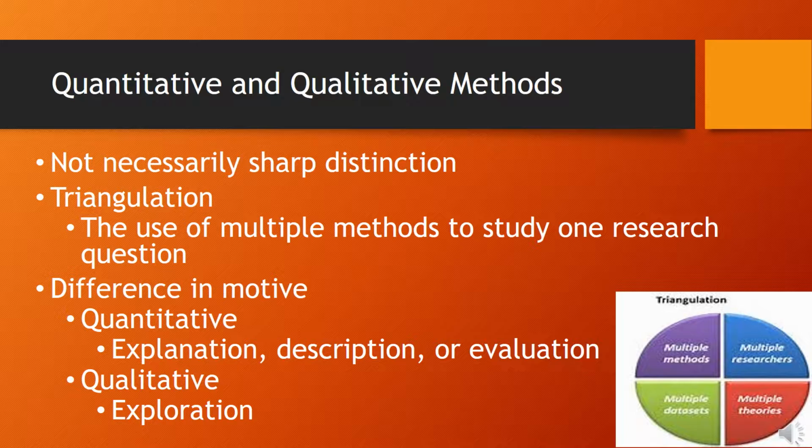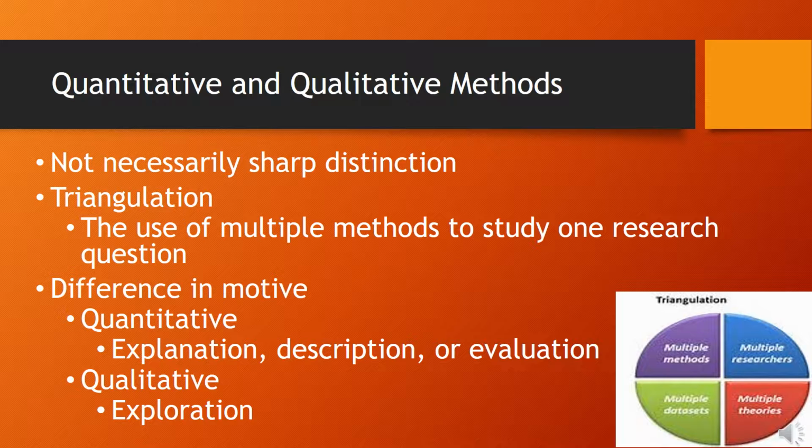Quantitative and qualitative methods do not always have a sharp distinction, because qualitative data can be converted into quantitative data when we count frequency of particular words or phrases in a text or measure the time elapsed between different observed behaviors. Triangulation is the use of multiple methods to study one research question, which researchers often use to enrich their research.